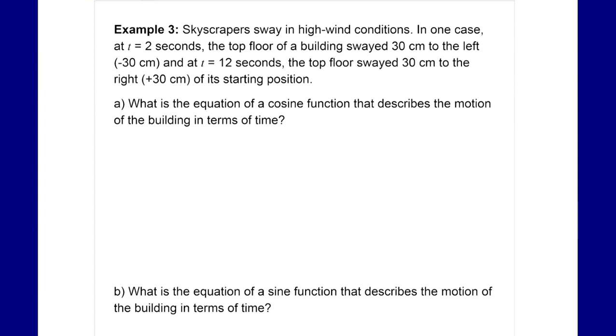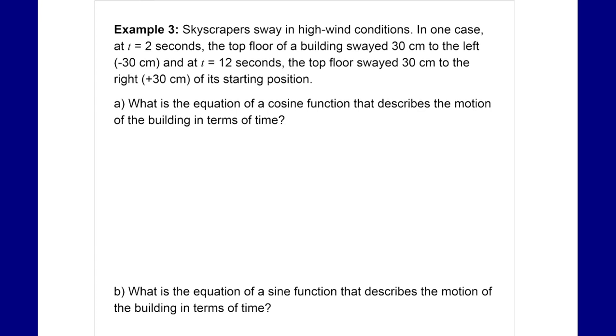The next example, right? So we're looking at a skyscraper, and skyscrapers sway in high wind conditions. In one case, at t equals 2 seconds, the top floor of a building swayed 30 centimeters to the left, or negative 30 centimeters, and at t equals 12 seconds, the top floor swayed 30 centimeters to the right of its starting position. What is the equation of a cosine function that describes the motion of the building in terms of time? And then B, we're going to do the same thing, but for cosine.